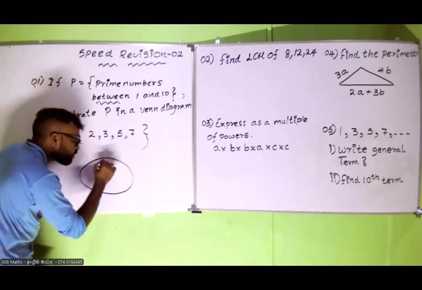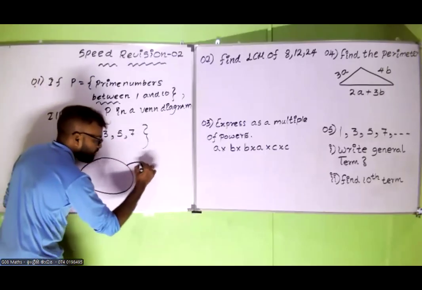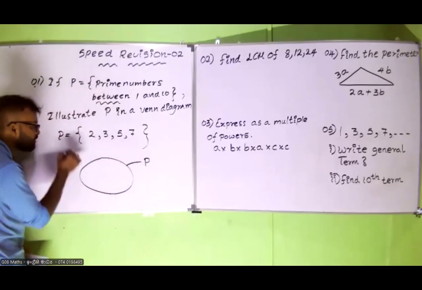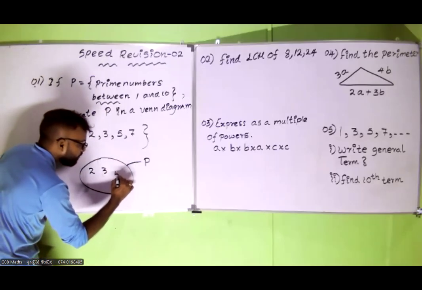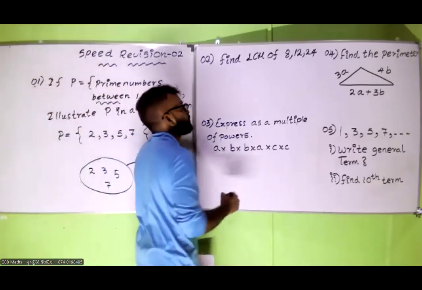This is not a circle, but this is an ellipse. We are telling this ellipse. And the name of this Venn diagram is P. Inside this, you have to display 2, 3, 5, and 7. Like this. This is the answer for the first question.